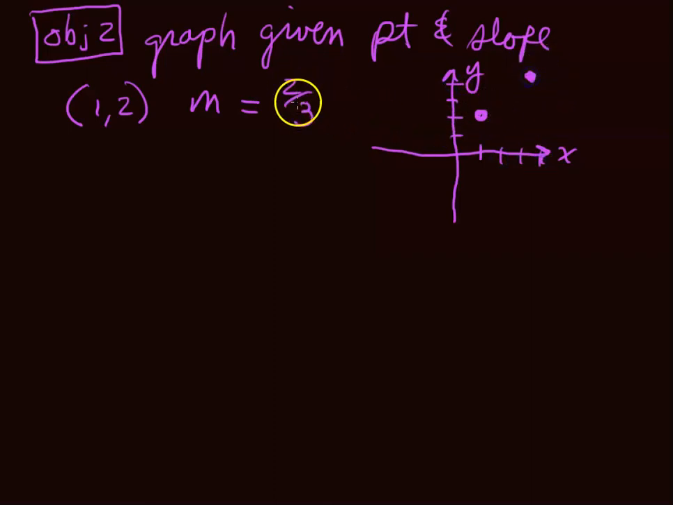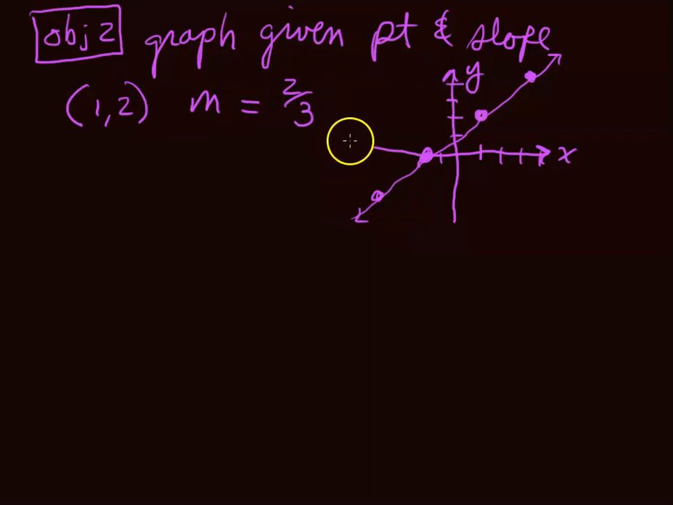Now, whatever reduces to 2/3 is going to work. You could go down 2, that's a -2, and to the left 3. And that point will also be on that line. You could go down 4 and to the left 6. That point will be on the line. Anything that reduces to 2/3 will be a point on this line. That's what objective 2 was. How do you draw the graph given a point and the slope?